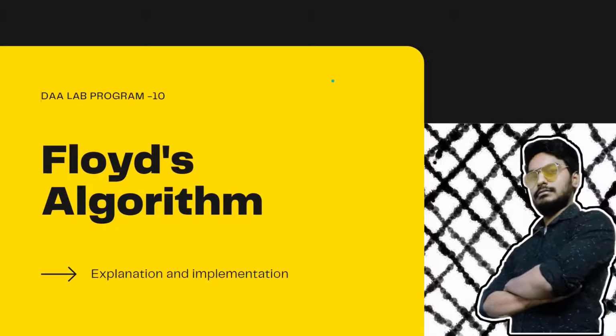So the question is all pairs shortest path. We will solve this question using Floyd-Warshall's algorithm. In this question, we have to find the shortest distance of every vertex of a graph from all other vertices. In Dijkstra's algorithm, we were finding the shortest path of every vertex from a single vertex. But in this problem, we are going to find the shortest distance of every vertex from each and every other vertex.